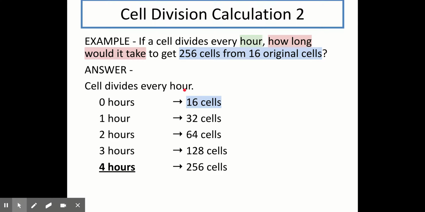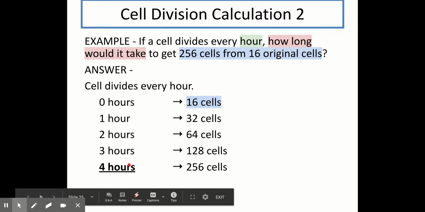Then down the left-hand side, I start at 0 hours and then add an hour each time because it takes an hour for them to double. And then we keep going until we get to 256 cells, which would be at 4 hours. So 4 hours is the final answer here.